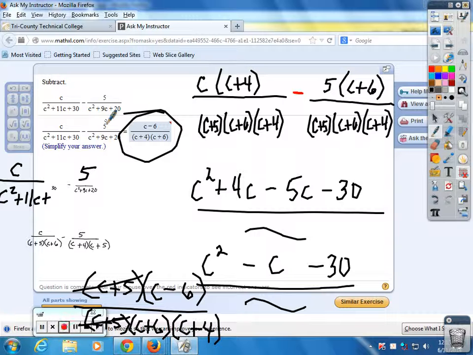Got it? I'll get it wrong on the test. No, just need to work some more. Just get confident with it, because that's the key, getting confident.